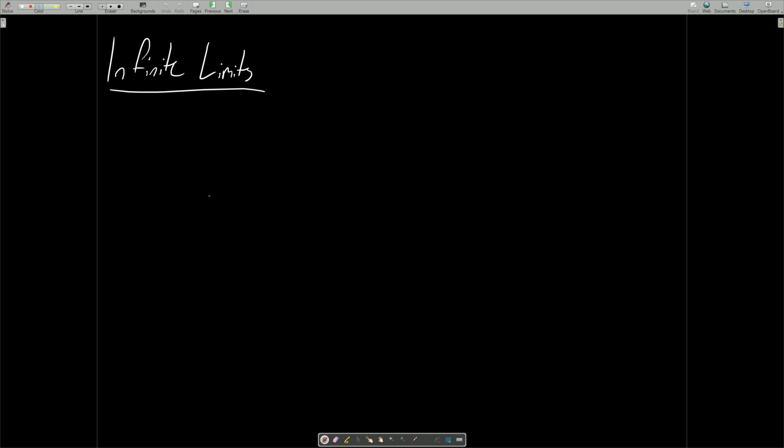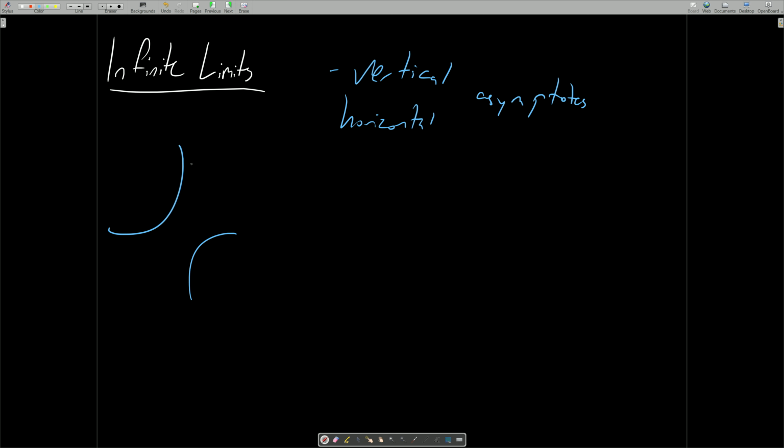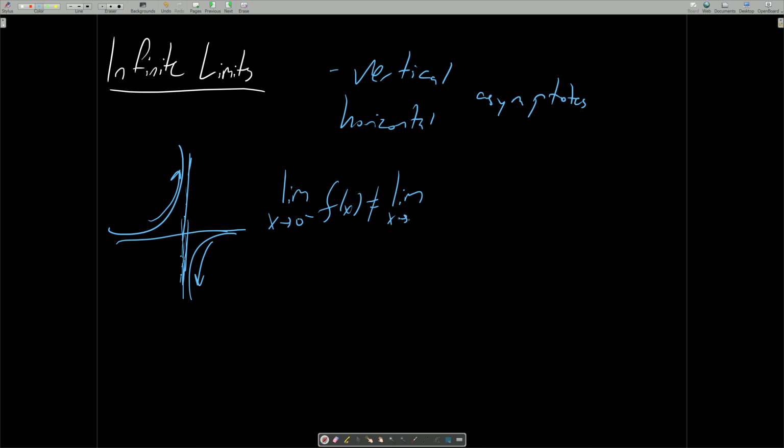Infinite limits. These apply to vertical and horizontal asymptotes. Let's cover vertical asymptotes first. Let's see the function that looks like this. And you want to find the limit as x approaches 0. You can look from the left side, it goes up to positive infinity. From the right side, it goes down to negative infinity. And since the two limits aren't equal, then the two-sided limit doesn't exist.